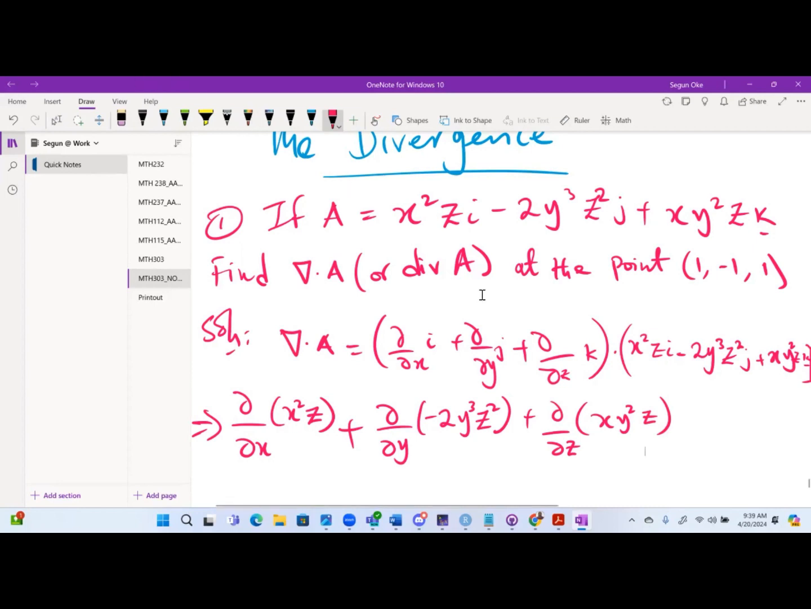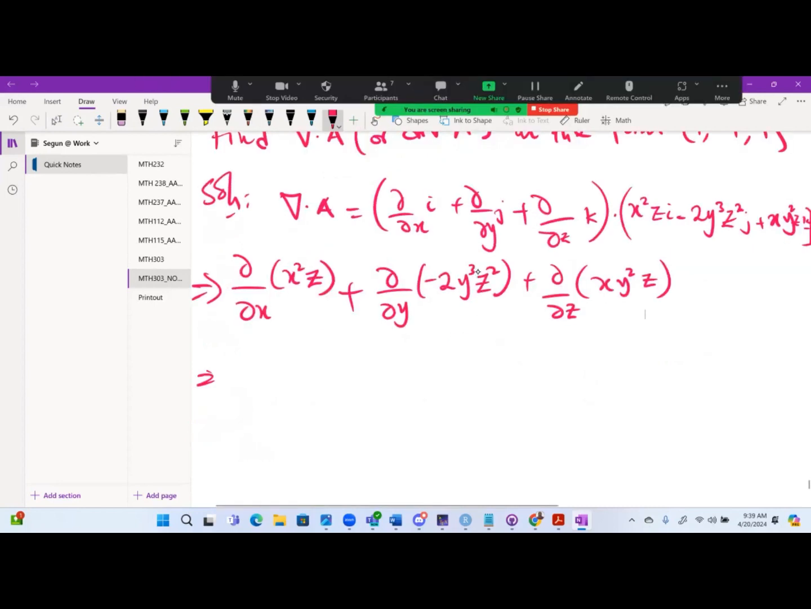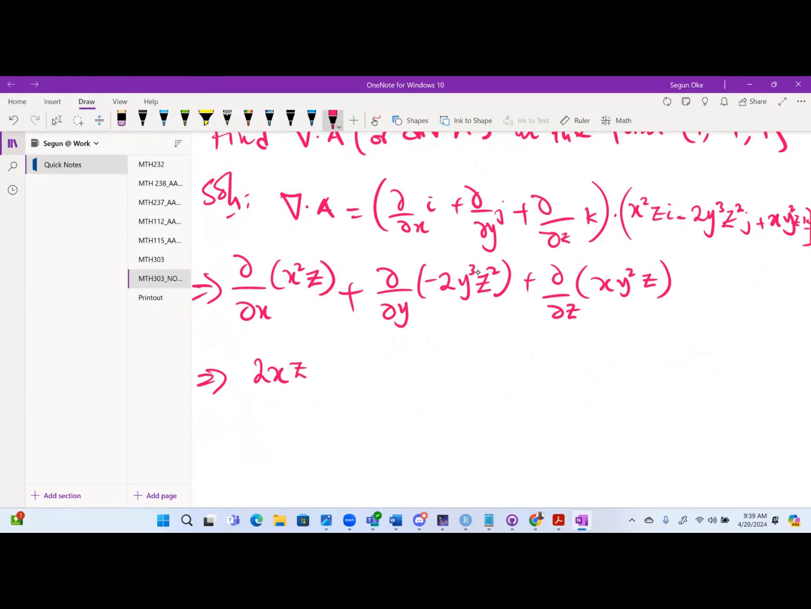Now, in this case, we can differentiate this one with respect to x. You have 2xz. Do you agree with me? Here we have negative, it will affect this. With respect to y, it will be 6y squared z squared. Then plus, when you differentiate z here, you have 1, 1 multiplied by xy squared. xy squared. That's the solution.